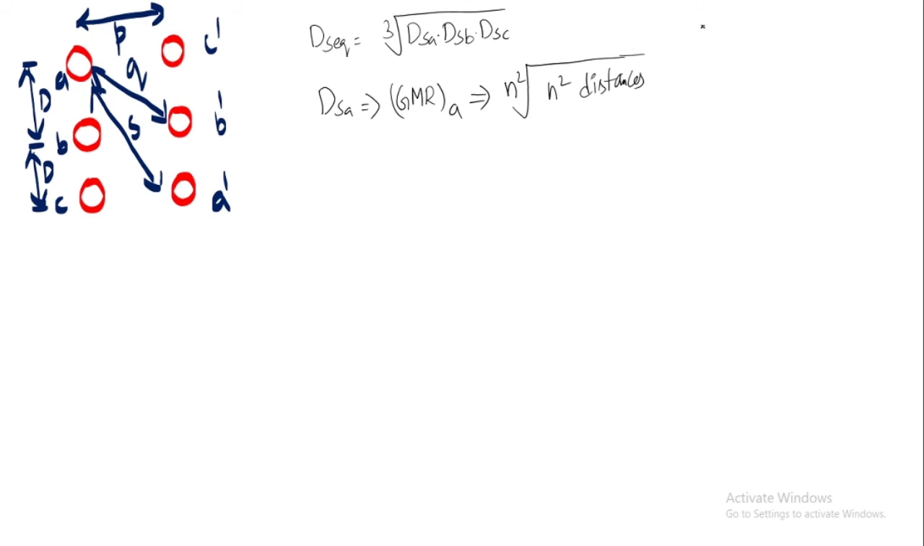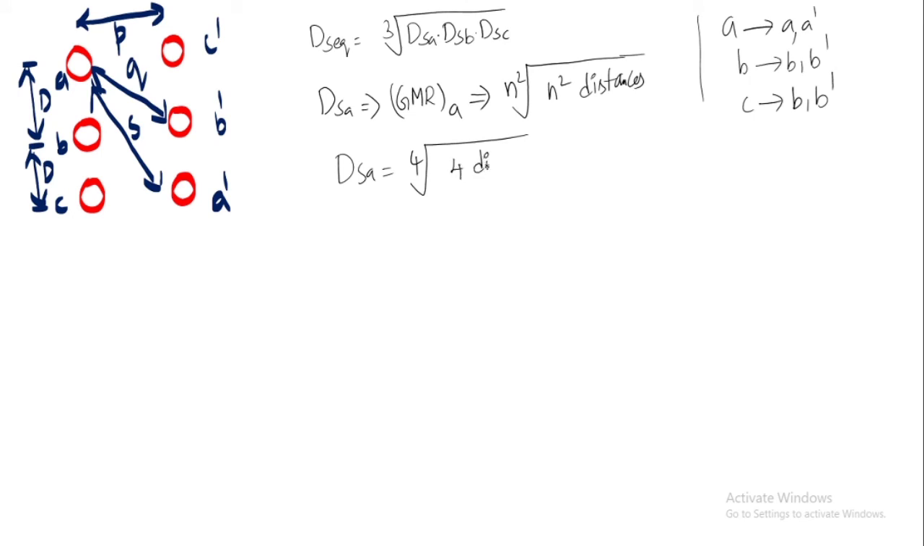Okay, so here A phase has two conductors, one is A and A dash. B phase also has two conductors, B and B dash. C phase also has two conductors, C and C dash. So DsA is fourth root of four distances. DsB as well as DsC are all fourth root of four distances, because n value is equal to 2.